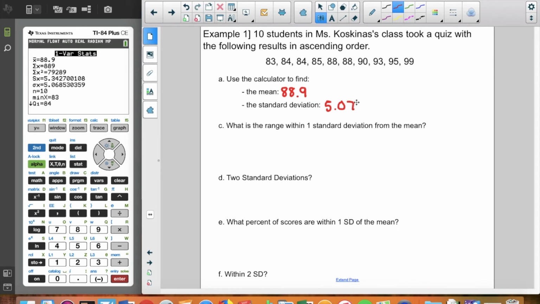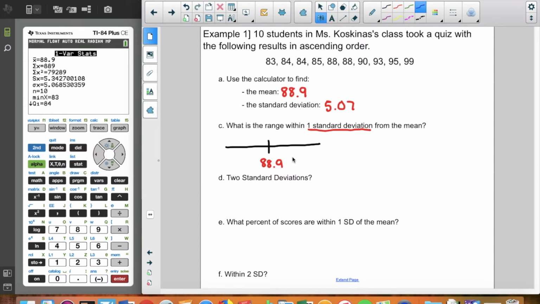5.07. Okay, so we've identified the mean and we've identified the standard deviation. Now part C says what is the range within one standard deviation from the mean. So to find the range, that's when you use that line method from earlier. So in the middle of the line goes your mean. So our mean was 88.9.